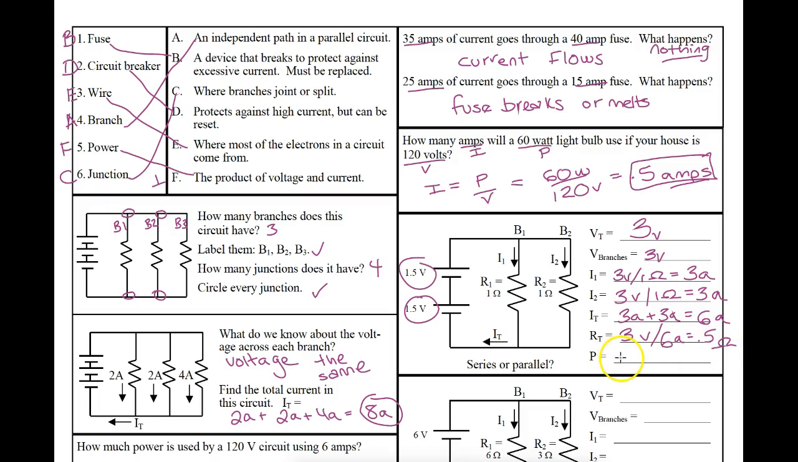And then our power is your current times your voltage. So the total current was 6 amps, times your voltage, which is 3, and you'll get 18 watts. 18 watts.